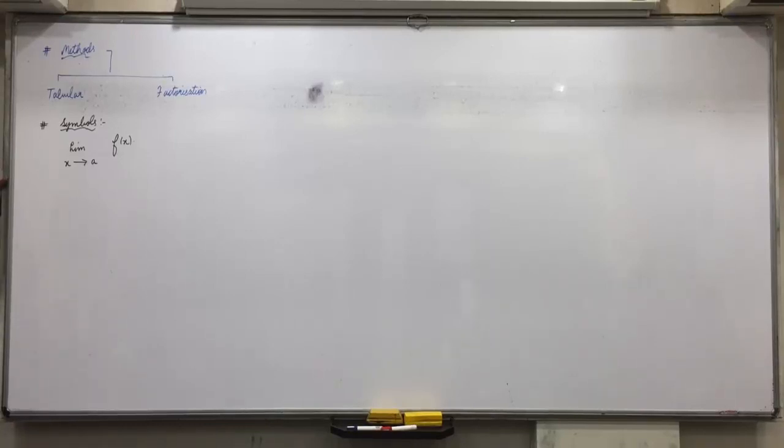Is the concept clear, everyone? In the tabular method, we'll take four values on the left side of A, very close to A, and four values on the right side of the number line of A, very close to A, and we'll find the values of f(x). And we'll conclude that if x goes near to A, then f(x) would go near to which particular value.